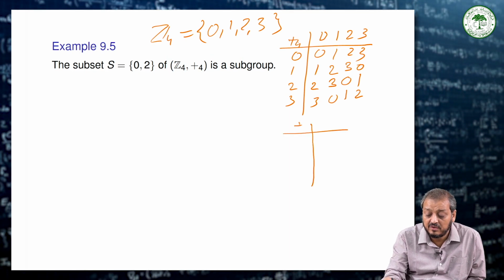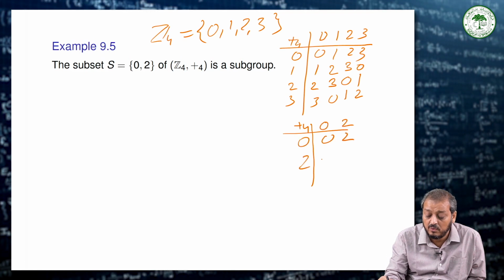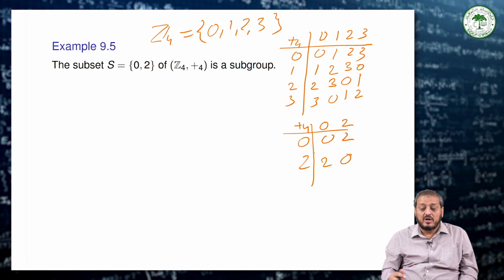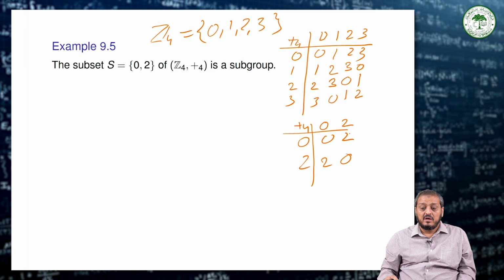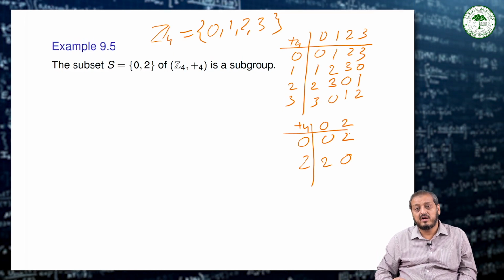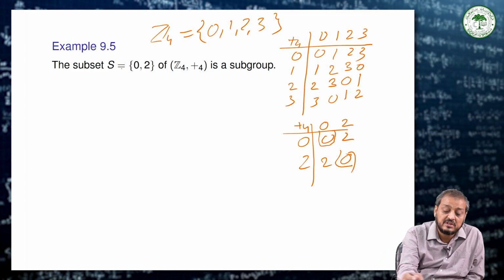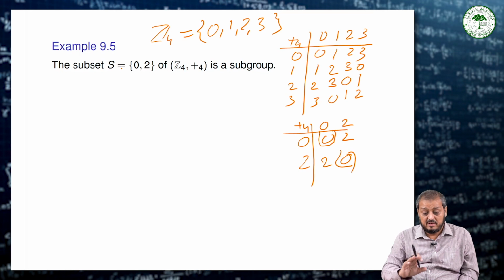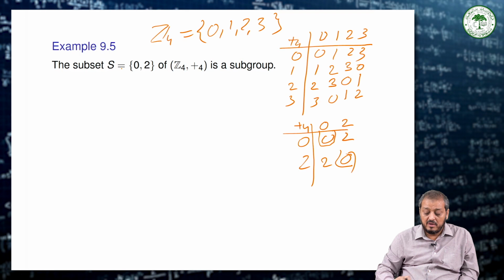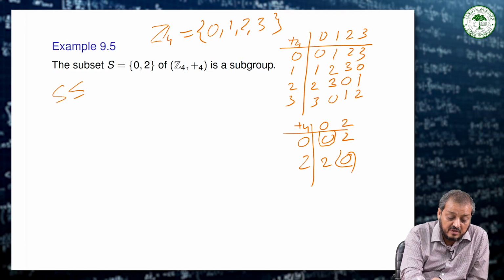Now we take S as a subset of this, so we just have to check under addition modulo 4. S has 0 and 2, and 2 plus 2 is equal to 0. So again this is closed, and the identity element 0, the additive identity under addition modulo 4, is here. So this satisfies the conditions. So S equal to {0, 2} under addition modulo 4 is a subgroup.